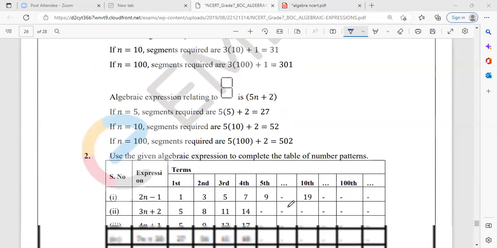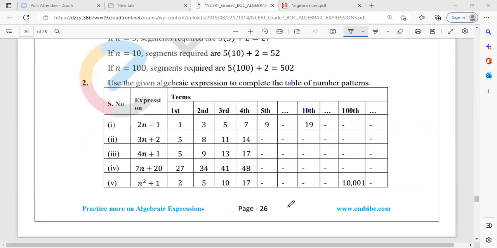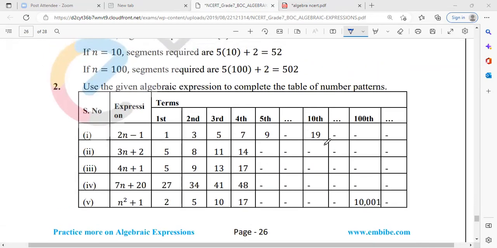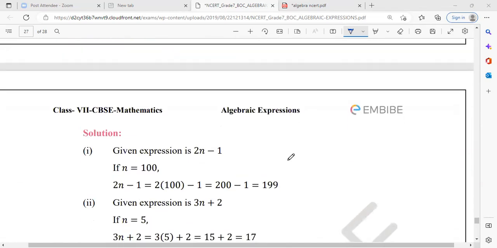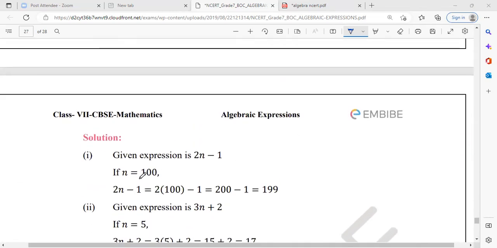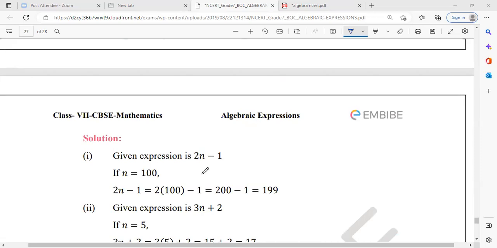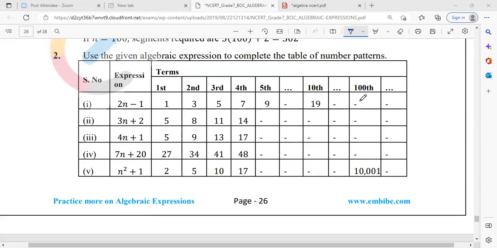Okay. So can you complete this table? You will complete this table and then you will solve it like this. For example, it is given that n is 100. Over here you have to find the 100th one. So instead of n, you will write 100. But for example, if you have to find this one, then instead of writing n, you will write 5. Okay, ma'am.